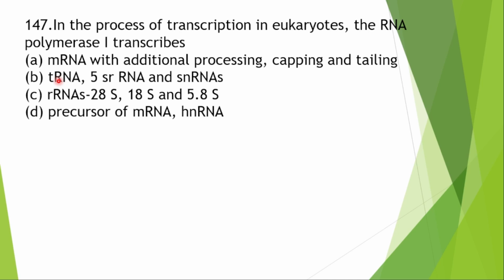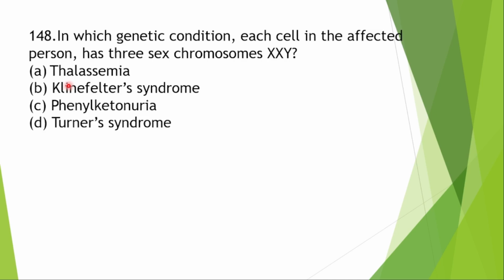Next, 147. In the process of transcription in eukaryotes, the RNA Pol 1 transcribes mRNA with additional processing, capping and tailing; tRNA, 5S rRNA and snRNA; C, rRNAs, that is 28S, 18S and then 5.8S. So this is the right one. C is right.